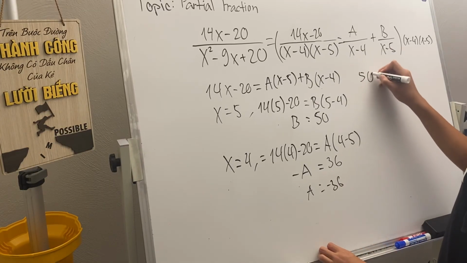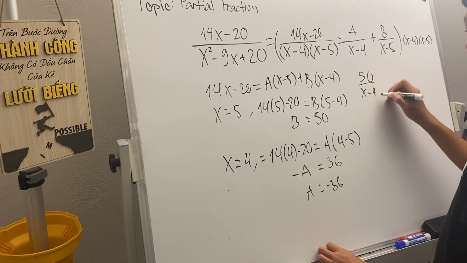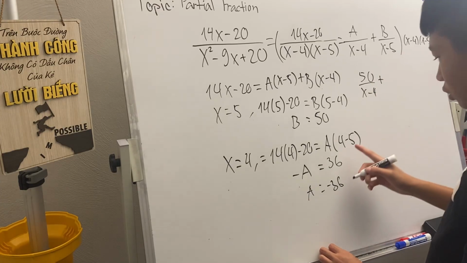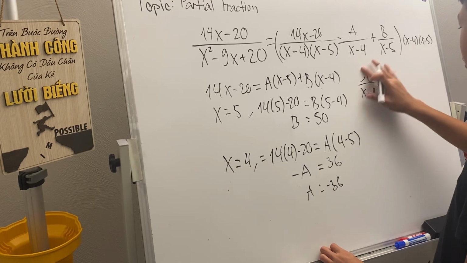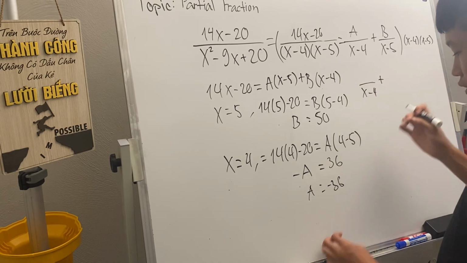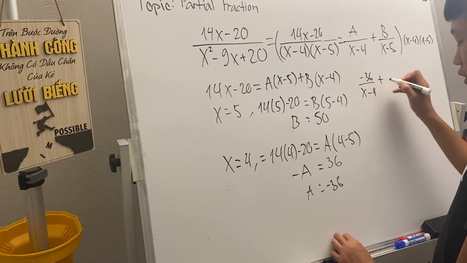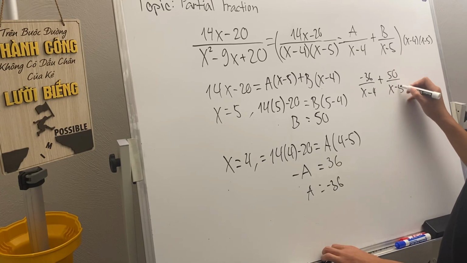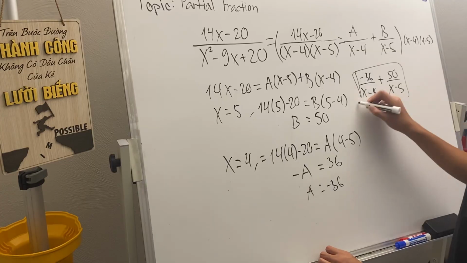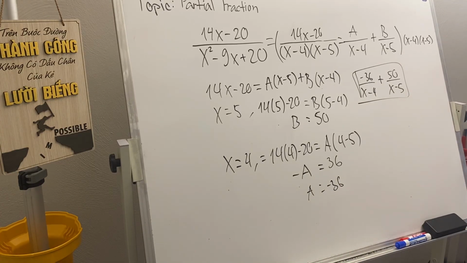So the final answer is, that's A, my bad. This is A. B, which is 50 over x - 5. And here's your final answer. You can check it for me. And yeah, that's it.